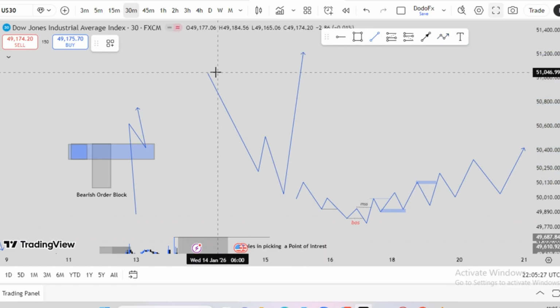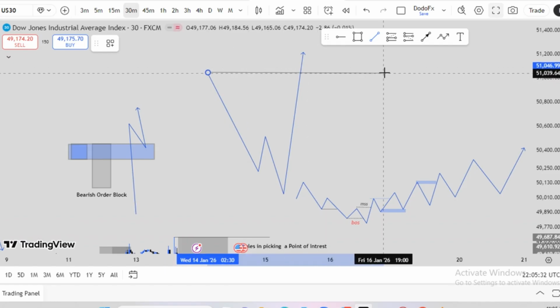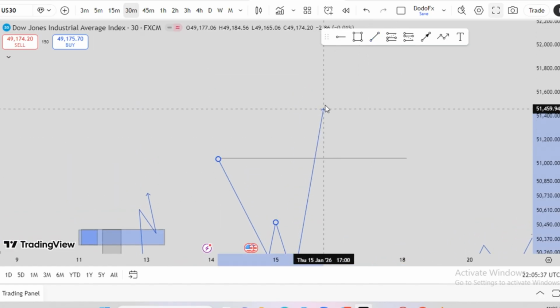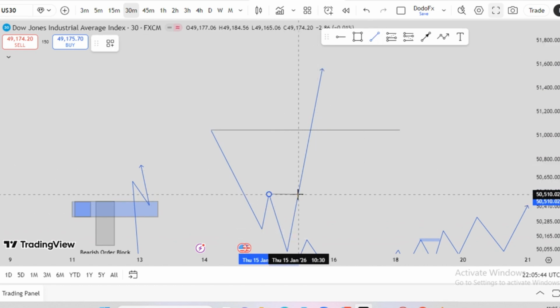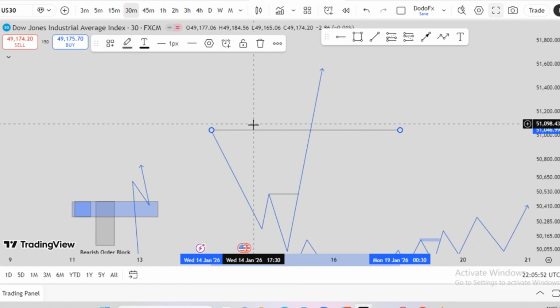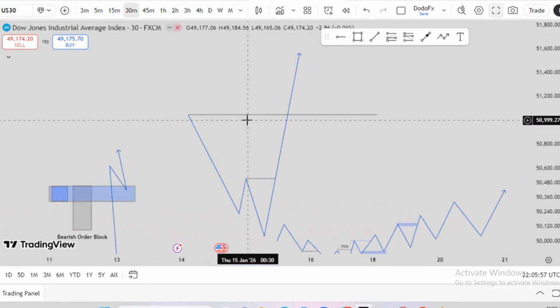We have something like this. This is a market structure shift. This is a market structure shift here. And while this is a breaker block, this is a BOS here, breaker block. Right? This is a breaker block or BOS right now here. So for you to trade a breaker block, what is it? A breaker block is a failed order block, right?